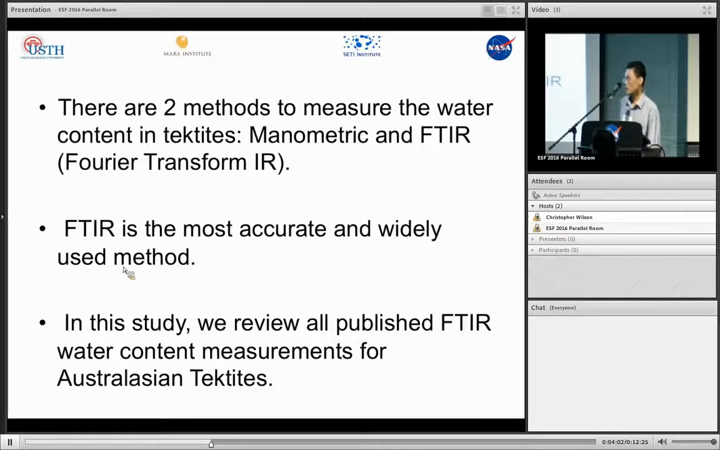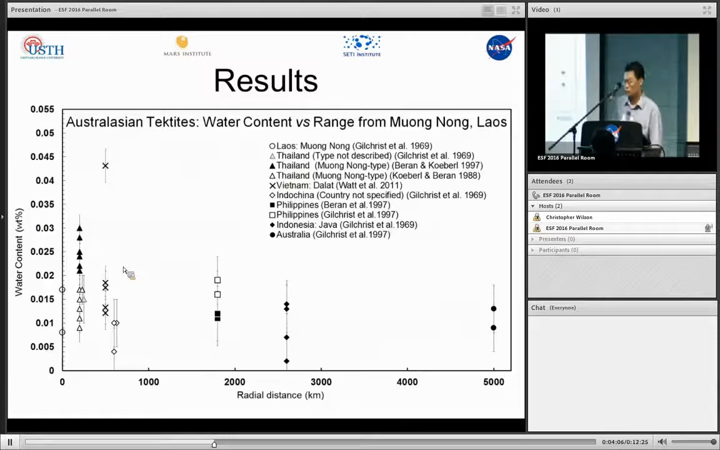Here is the result. Most other tektites are very low in water, while Australasian tektites have higher water contents, about 0.0115%. Even the most traveled tektite in Australia still contains significant water. It's not high, just about 0.01%, but it still has water.